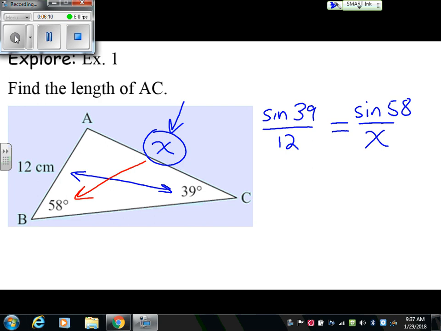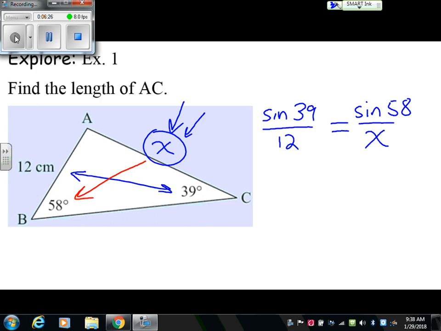The sine of 58, or that angle 58, is across from the x that we're looking for here. And then we have sine of 39. The angle 39 is across from, or opposite, of that side with the length 12, side AB. All right, now what do we do from here? Well, we simply cross multiply.